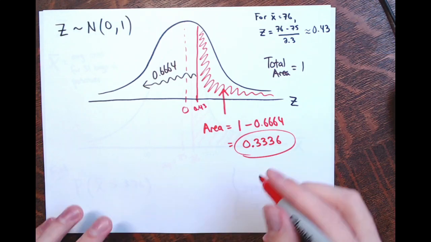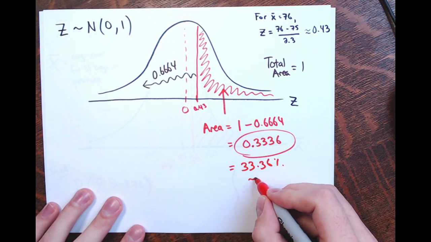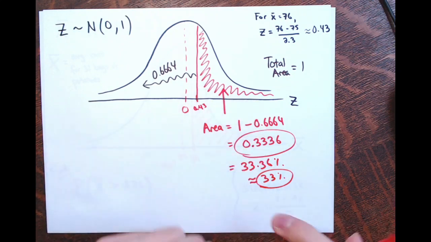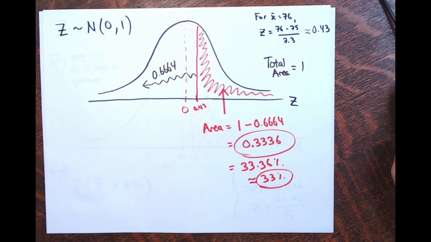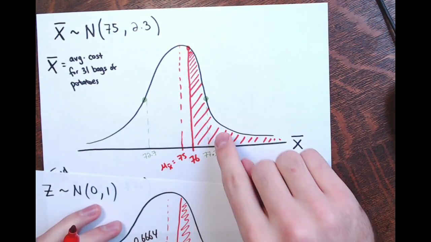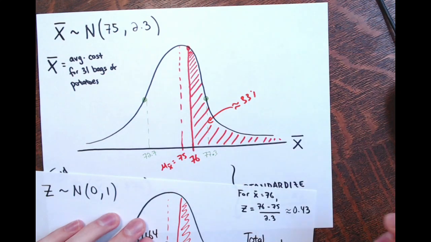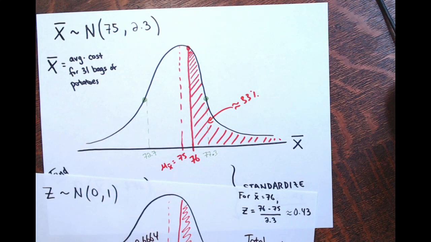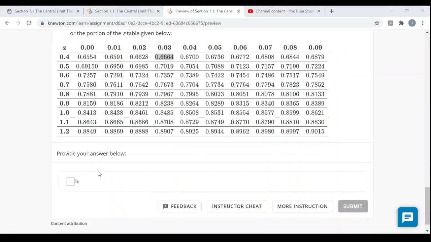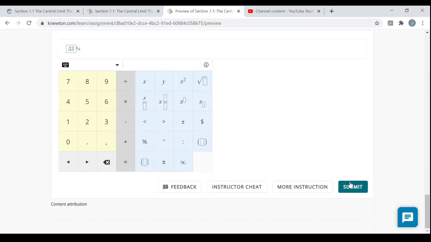So this is 33.36%, which rounded to the nearest percent would be 33%. So about a third of the entire area is to the right of 0.43, meaning that about a third of the entire area, and it's the same area here, approximately 33%, is to the right of 76 on that original drawing. Right. So rounding to the nearest percent, 33. Submit.